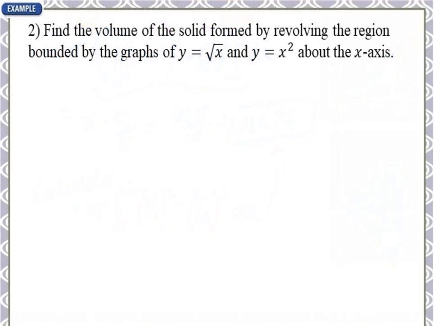Let's take a look at example 2. So similar thing, we want to find the volume of the solid that's formed when we revolve this region that's bounded by y equals the square root of x and y equals x squared about the x-axis. They just don't give us the graph this time. So what you're going to want to do first is get a visual of what it looks like.